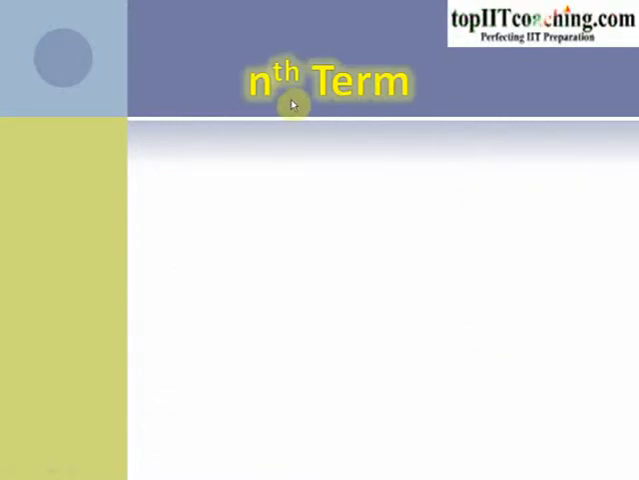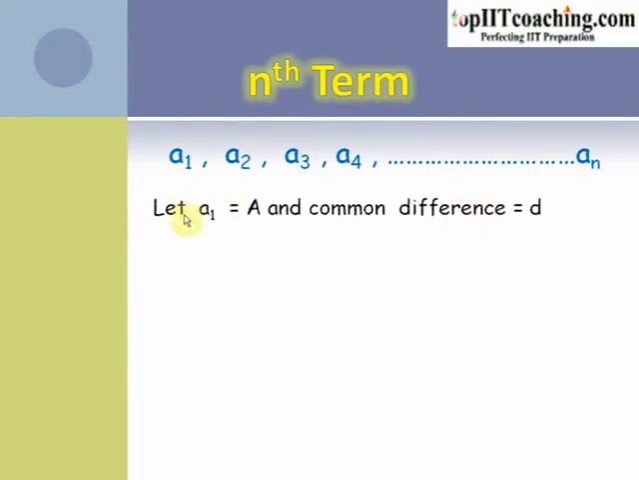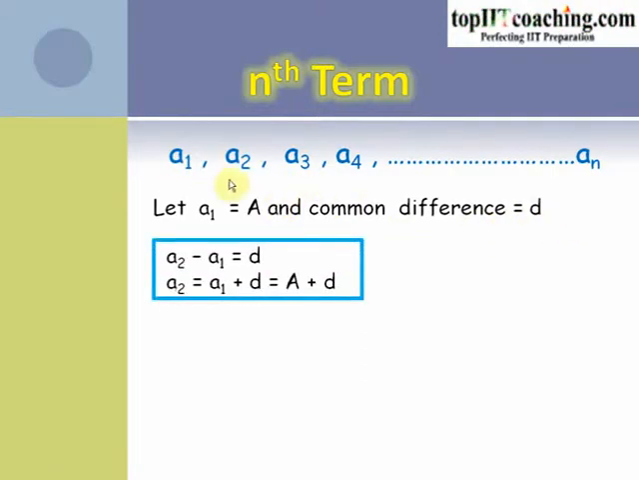Now let's see the formula to find the nth term of any AP. Once again, let's take an AP in which the terms are A1, A2, A3, A4 and so on up to AN. Let us say that A1, the first term, is equal to A, and the common difference, that is the difference between consecutive terms, is equal to D. So A2 minus A1 would be equal to D. This comes from the definition of an AP. So A2 would be equal to A1 plus D, that is A plus D.